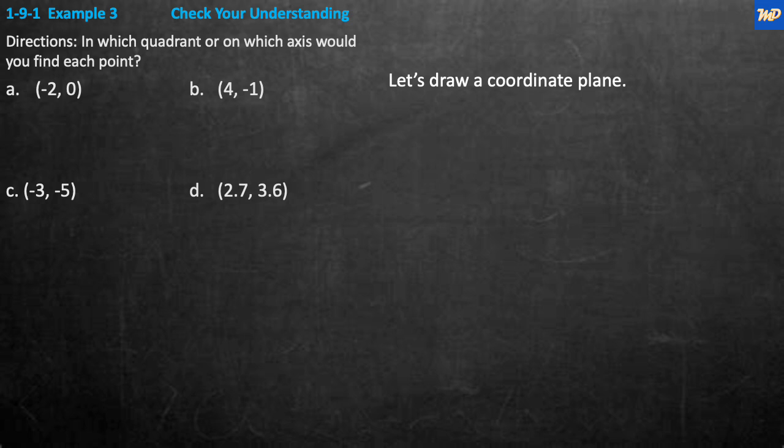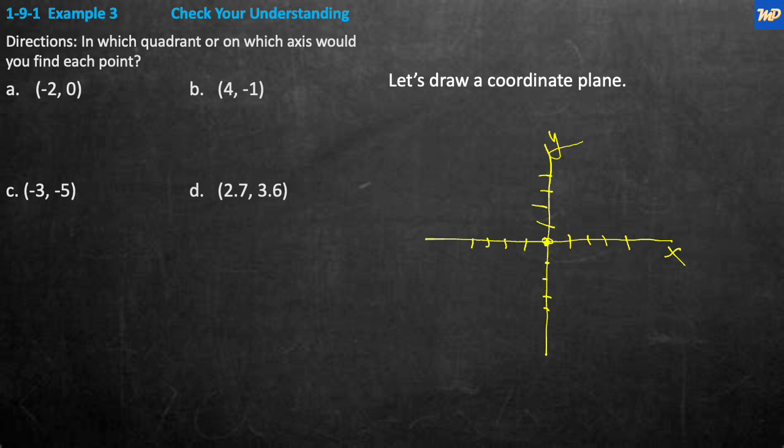Okay, I'm assuming you're back now. In which quadrant or on which axis would you find each point? They just want to know the quadrant or what line it is on, right? But I'm going to go ahead and draw the coordinate plane. Okay, this is the x-axis, and this is the y-axis. Here's the origin, and 1, 2, 3, 4, 1, 2, 3, 4, 1, 2, 3, 4, negative 1, 2, 3, 4. Okay? So problem A says negative 2, 0.